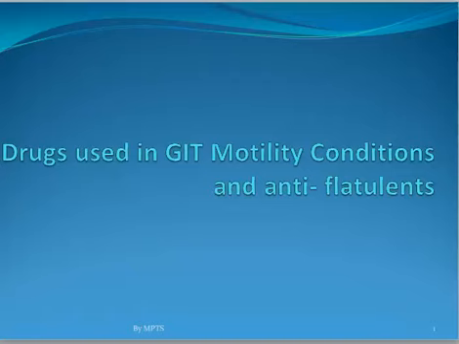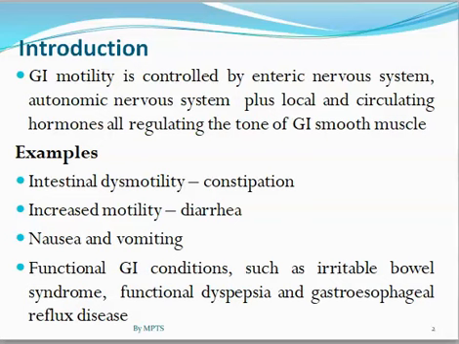Today we shall be discussing the GIT motility conditions and antiflatulence. By GIT motility, I mean diarrhea, constipation, and of course emesis, or nausea and vomiting. Now, we know that GIT motility is controlled by the enteric nervous system, the autonomic nervous system, plus local hormones, all regulating the tone of the GI smooth muscle.